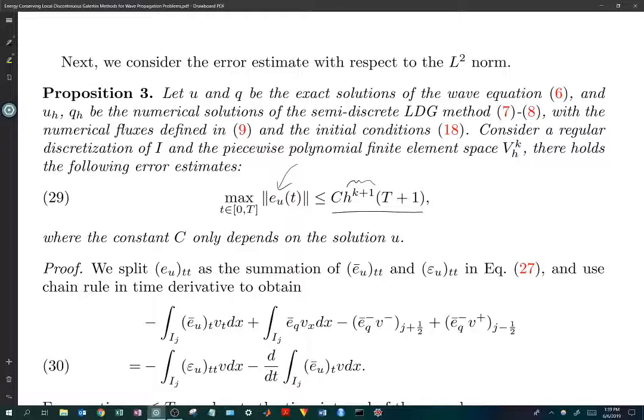So what that means is that if you take your mesh, your spatial discretization, and you make it twice as fine, or you take every interval and cut it in half, then the error is going to be reduced by a factor of 2 to the power of k plus 1. I think I said that correctly, but I'll show you exactly what I mean by that later on.